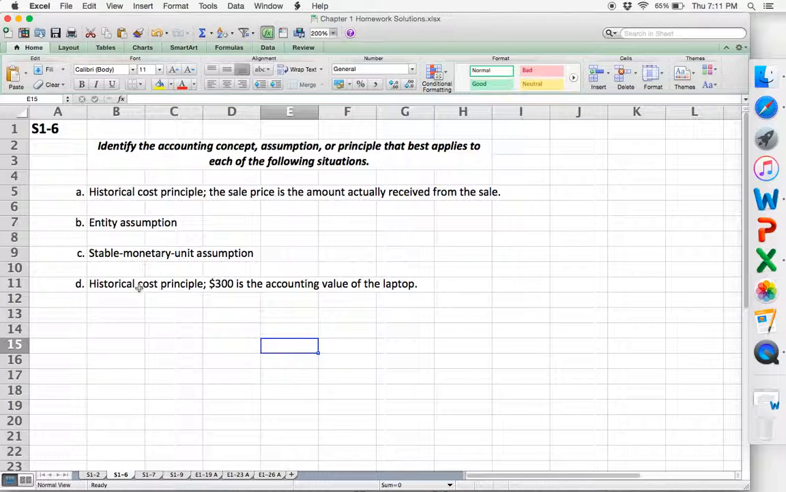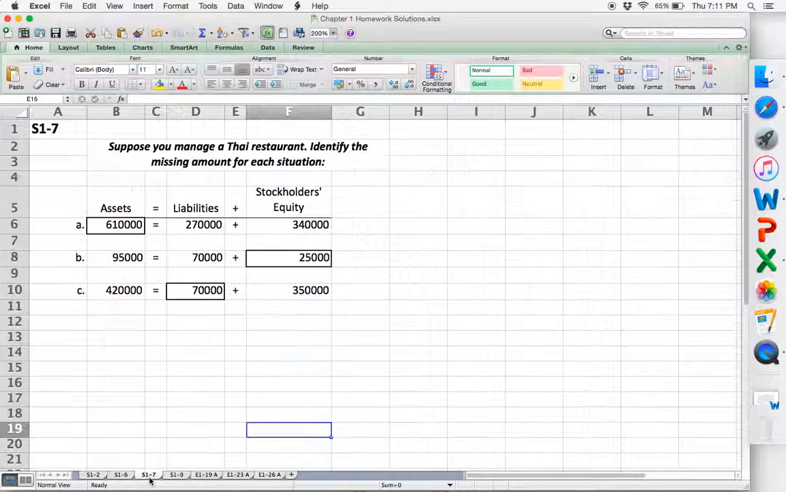So that covers S1-6. So let's move on to S1-7. All right. So it says, suppose you manage a Thai restaurant, identify the missing amount for each situation. So this is all about using our wonderful accounting equation where assets equals liabilities plus stockholders' equity. So this is just doing a little bit of math, a little bit of algebra.